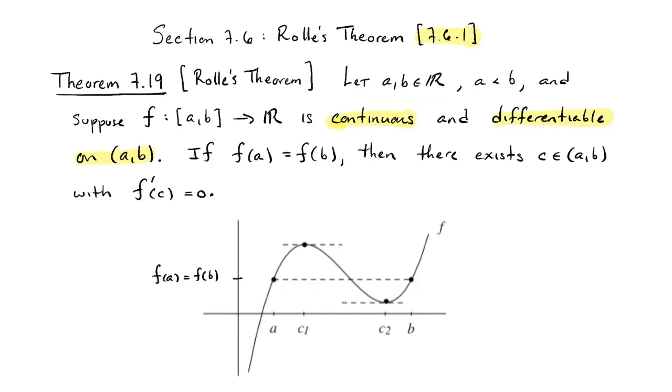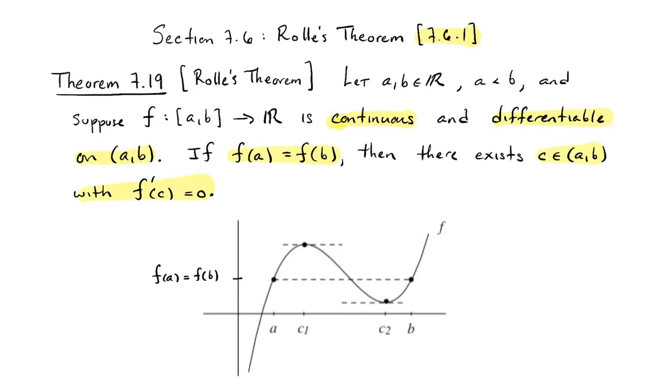One more set of hypotheses, and you can see it in the picture down there. We're going to assume that the value of the function is the same at both endpoints. So if that's true, if the value of the function is equal at a and b, f of a is equal to f of b, then there has to be some value in between, some c in the interior of the interval where the derivative vanishes. F prime of c is equal to 0.